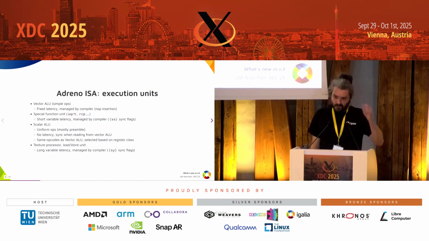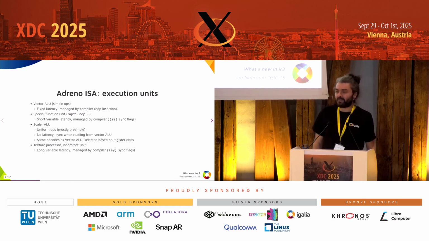There's a special function unit for more complex operations like the square root. This kind of executes in parallel to the vector ALU. And this one has a variable latency that needs to be managed by the compiler, again, by introducing a sync flag whenever we want to read the result of an operation.